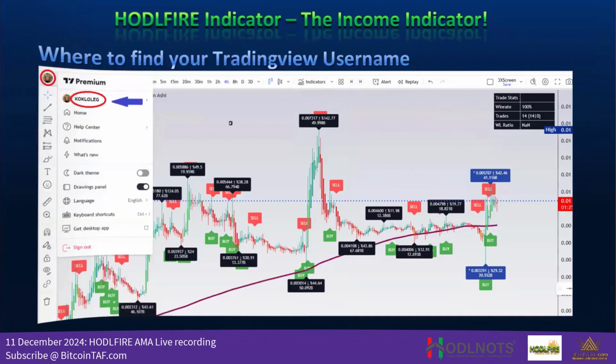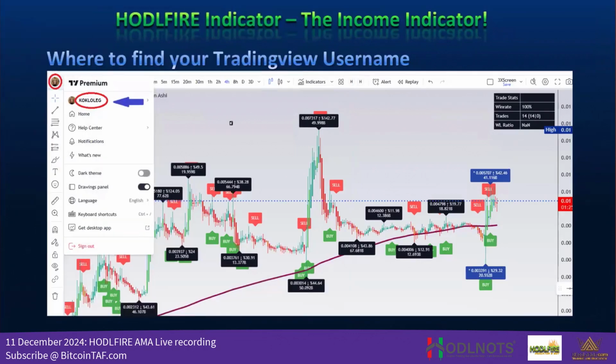So when you get the HODLFIRE indicator, where do you find your TradingView name? We have to have your TradingView username. If we don't have it, we can't give it to you. We have to be able to give you rights to have it. So if you have your picture up here and on your TradingView account, you'll get whatever name you name yourself. And that's what we need.